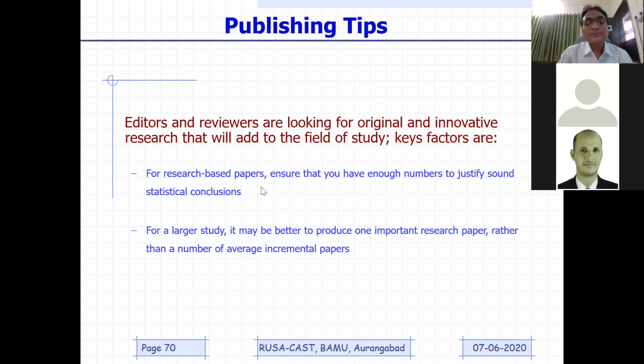Last publishing tips: if you are working on research based papers, ensure that you have enough numbers to justify sound statistical conclusions. Enough number, what I mean, is incremental number. For example, if you have developed a sensor, then in terms of what kind of incremental improvement you got as compared to the prior published data. Unless you have incremental numbers, your paper is not going to be accepted.